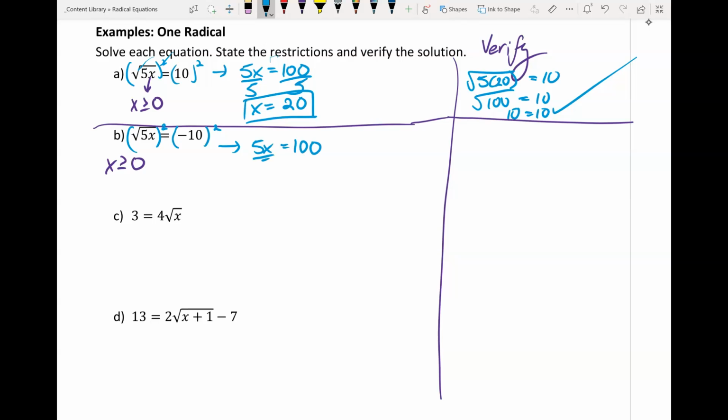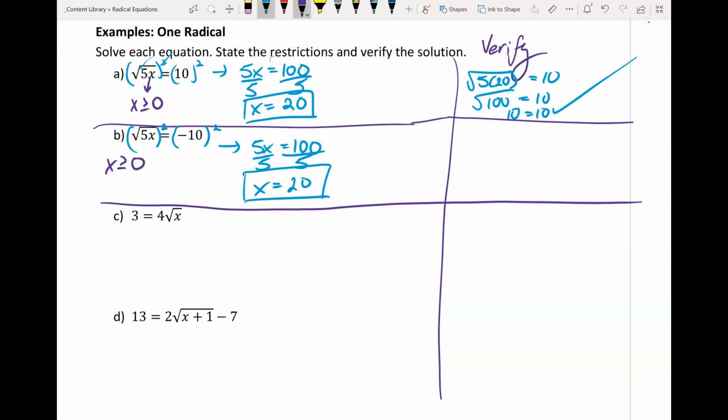Now I'm going to divide both sides by 5 in order to isolate my x. 100 divided by 5 is 20. So I do get the same answer as A, but let's see if this actually works out or not. So we have 5 times 20 on the inside of the radicand and it should be equal to negative 10. Let's see. So 5 times 20 is 100 and the square root of 100 is 10. And this is not true. So when we verified it, x equals 20 is actually not a solution.